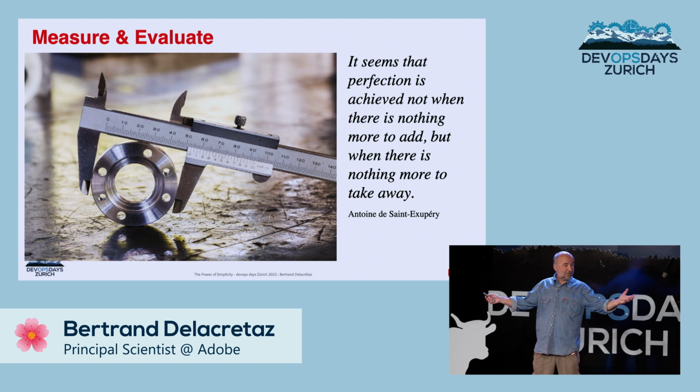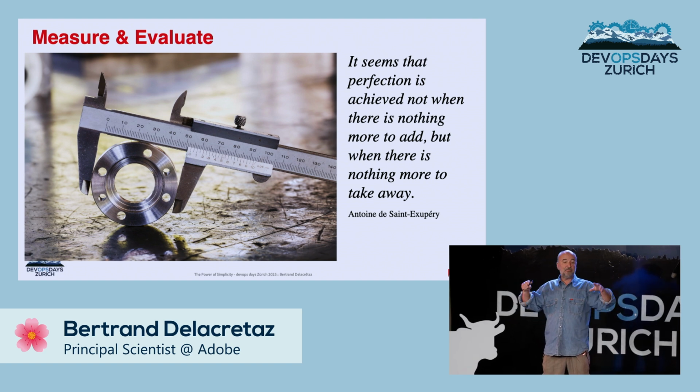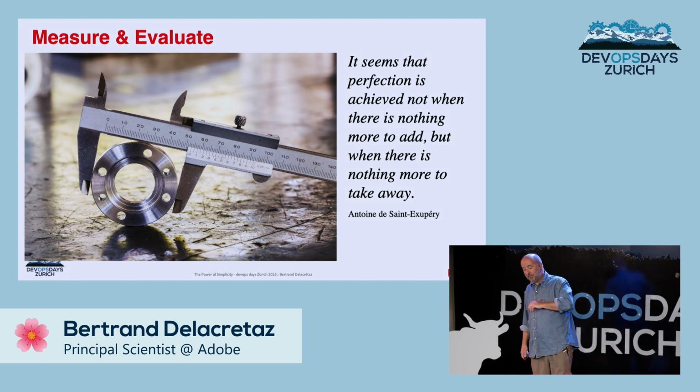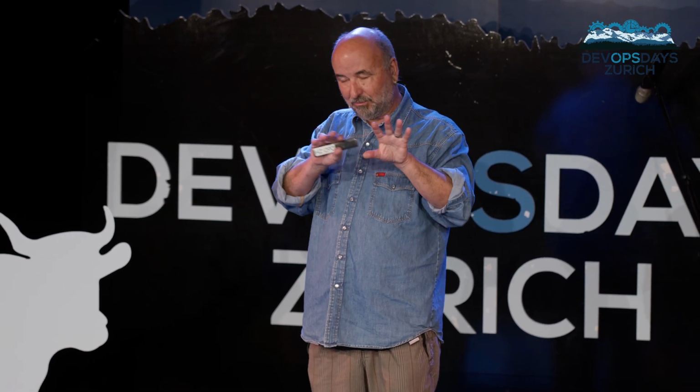And like everything we do in software, especially in DevOps, measure and evaluate. Define measurements of your simplicity. Quoting Antoine de Saint-Exupéry, perfection is achieved not when there's nothing more to add, but when there is nothing more to take away. As geeks, we're often likely to add more features, and the product managers and the customers will tell us, add more features. Say, no, we don't do that. We want to remove things. I'm actually working on that on my product at the moment.